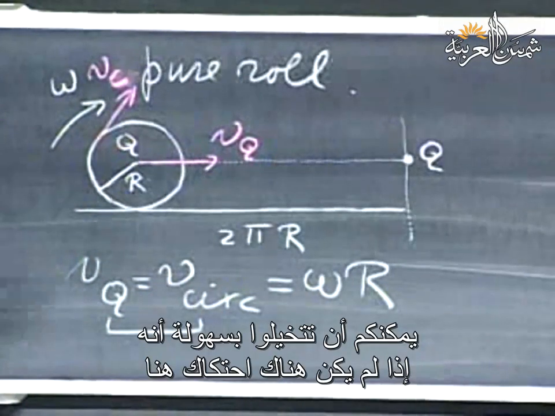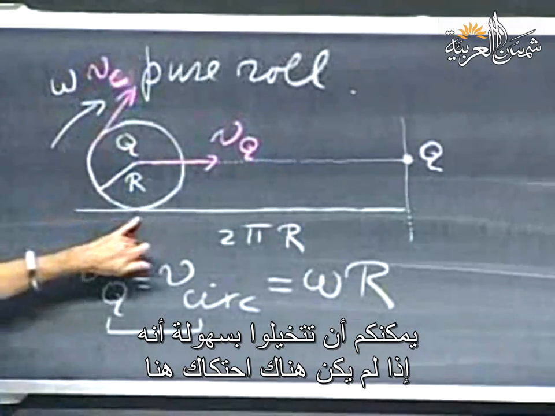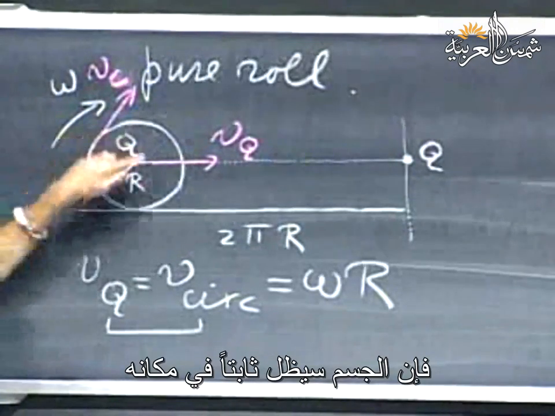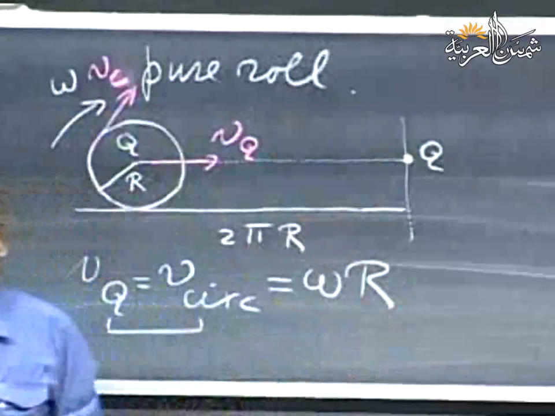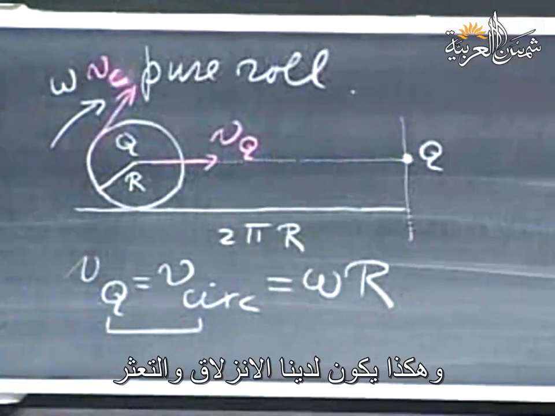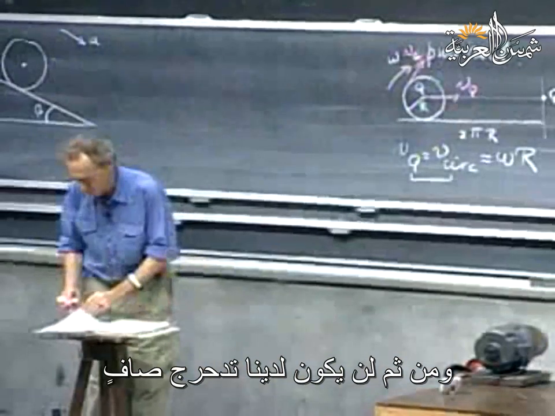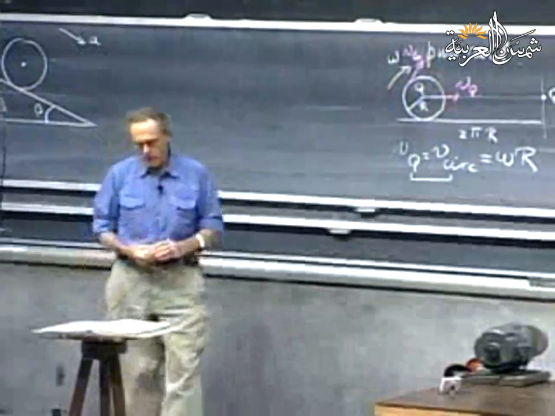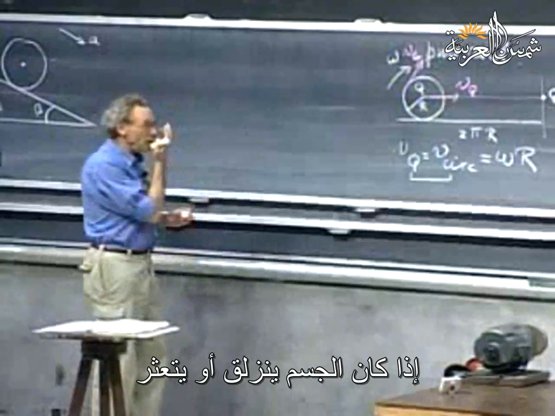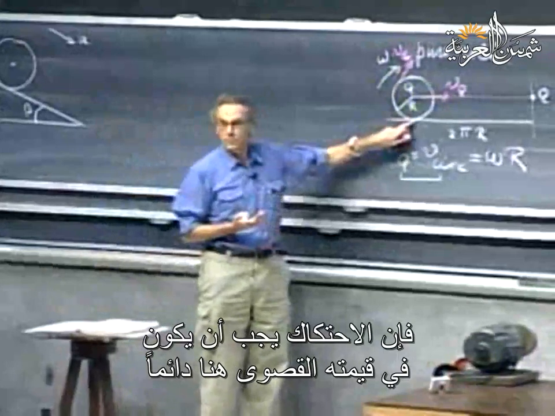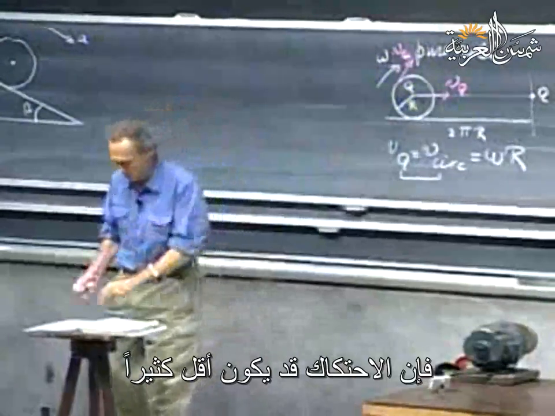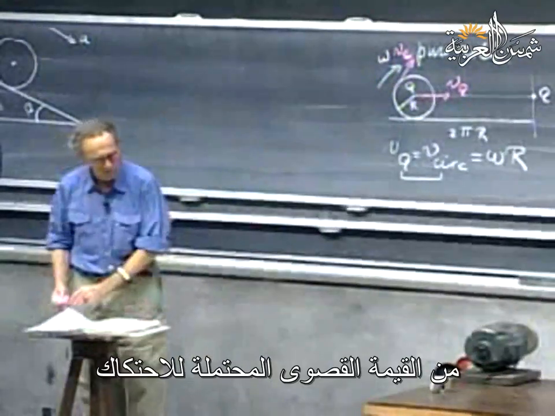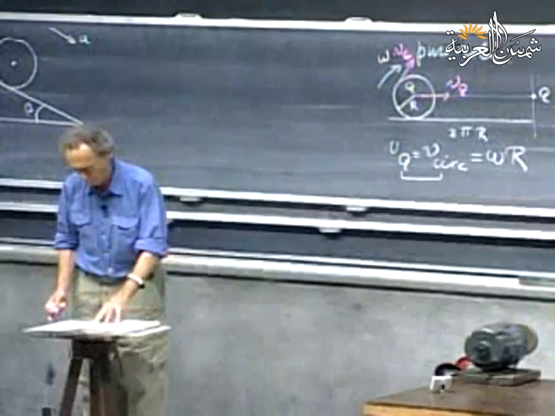You can easily imagine that if there is no friction here, the object could be standing still, rotating like crazy, but Q would not go anywhere. So then we have skidding and slipping, and we don't have the pure roll situation. If the object is skidding or slipping, then the friction must always be a maximum here. If the object is in pure roll, the friction could be substantially less than the maximum friction possible.